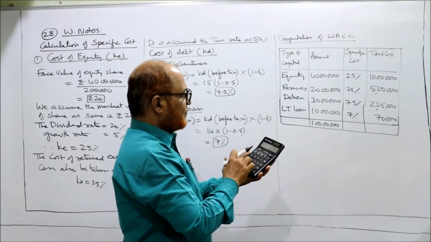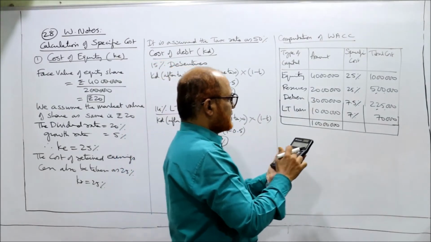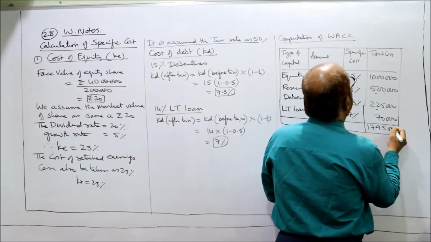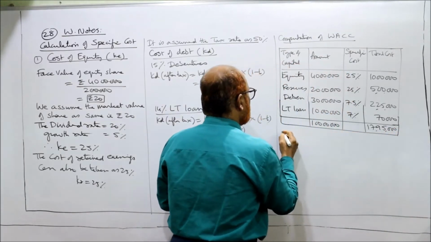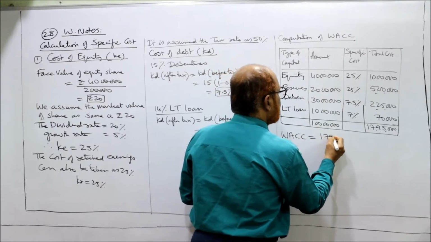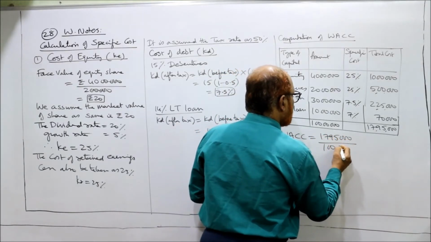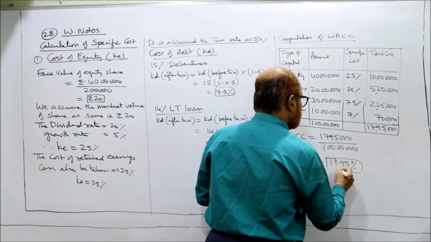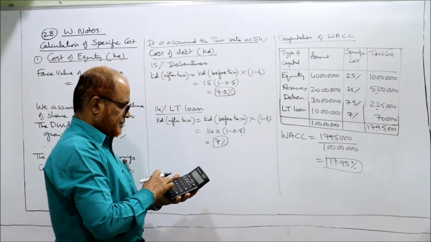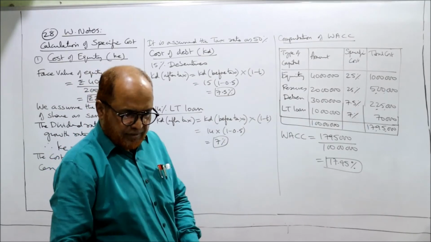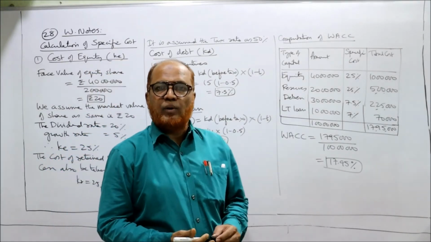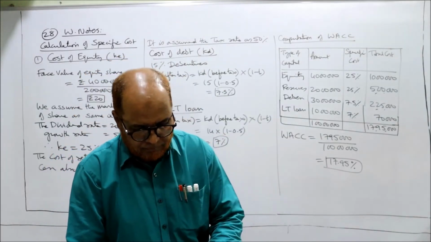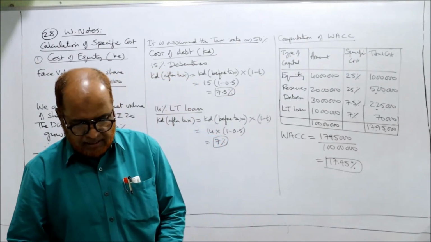2 lakh 25,000 plus 5 lakh plus 10 lakhs plus 70,000 is 17 lakh 95,000. WACC is equal to 17 lakh 95,000 divided by 1 crore, that is 17.95%. That's it. This is the WACC, weighted average cost of capital. Now, see the next problem.